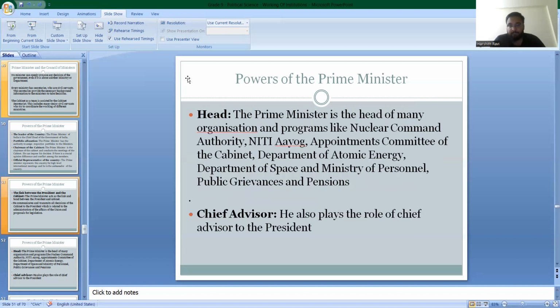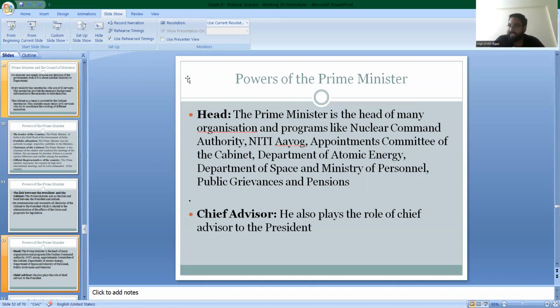Then, of course, when I say head, our honorable prime minister is the head of many government programs. Some of the most coveted ones include Niti Aayog, which is a public policy think tank that replaced the Planning Commission, the Ministry of Personnel, Public Grievances and Pensions, which we looked at in our case study at the beginning of this chapter, the Department of Space, Department of Atomic Energy, Nuclear Command Authority, all of them are headed by the prime minister, right? Please try and understand, he is the head.